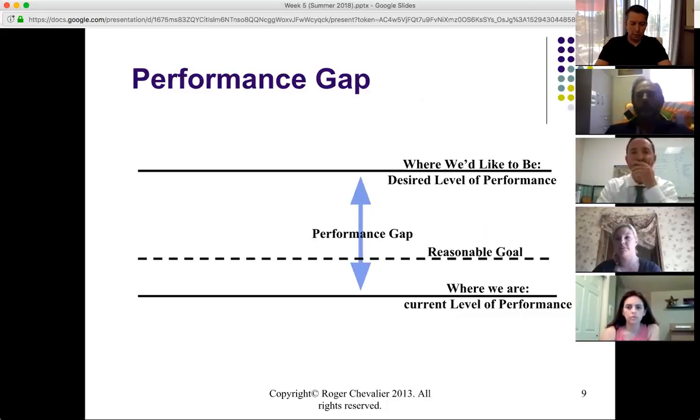What Roger and others have realized is that sometimes that gap is too large. It's too big to make a giant leap to where you want to get to. So you chunk this down into different phases. And for the first phase, you would look for a reasonable goal. And that's what this dotted line represents here.